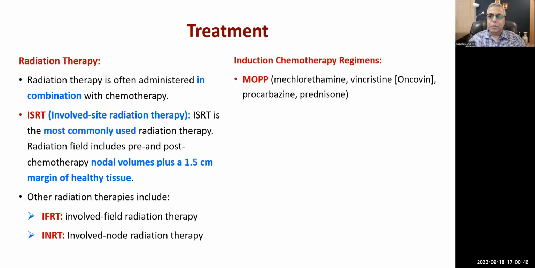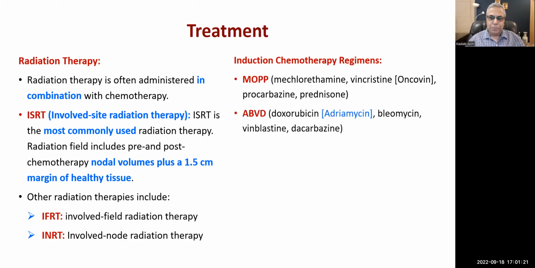Now, induction chemotherapy regimen. This is where the treatment starts, and this is where you have to know all the things. It is a must to know. For example, if it is MOPP regimen, you have to know that it is mechlorethamine, Oncovin, procarbazine, prednisone. You have to know these acronyms or these protocols and the drugs in these protocols. You don't have to know the doses, okay? You have to know the names at least.